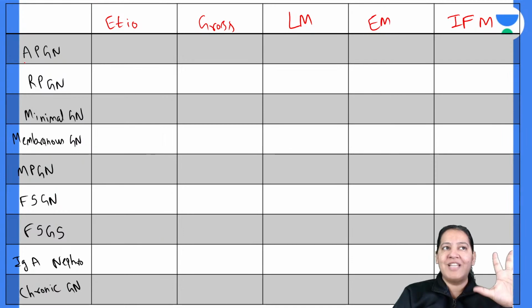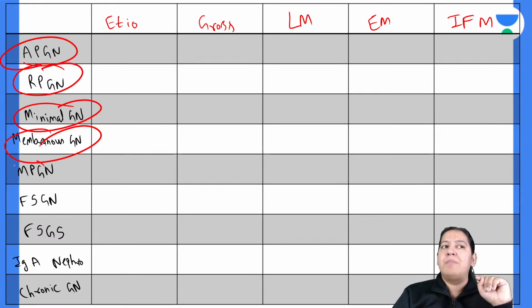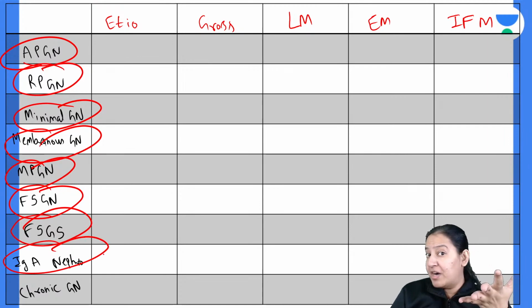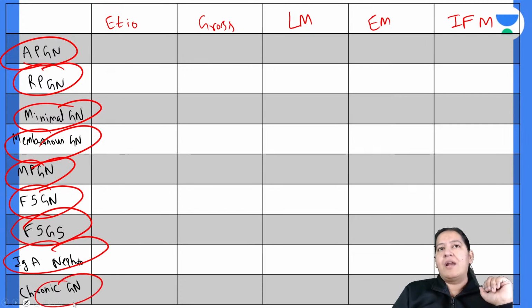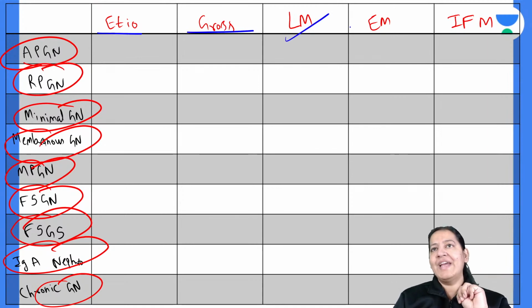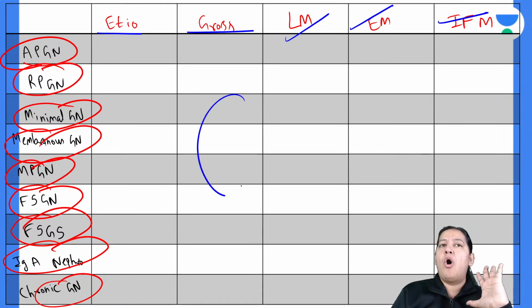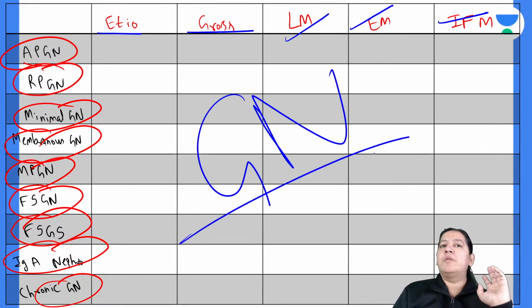The 9 types: APGN, RPGN, MCD, membranous, membranoproliferative, focal segmental glomerulonephritis, focal segmental glomerulosclerosis, IgA nephropathy or Berger disease, and chronic. These are 9. I will compare them in these headings: etiology, their gross, their 3 microscopy: light, electron, and immunofluorescence. And we will fill this table once for all. You will be able to complete all glomerulonephritis with me.